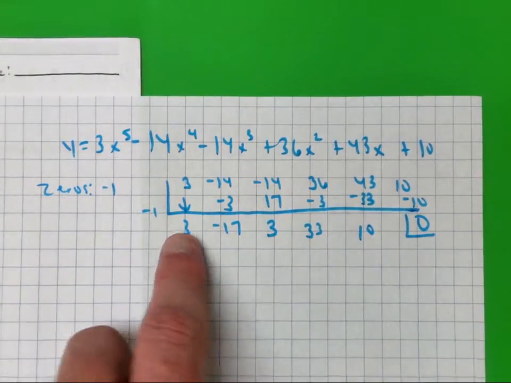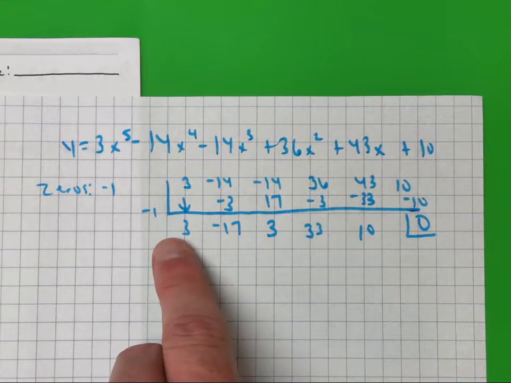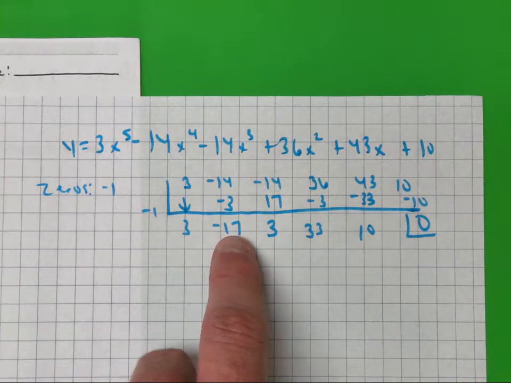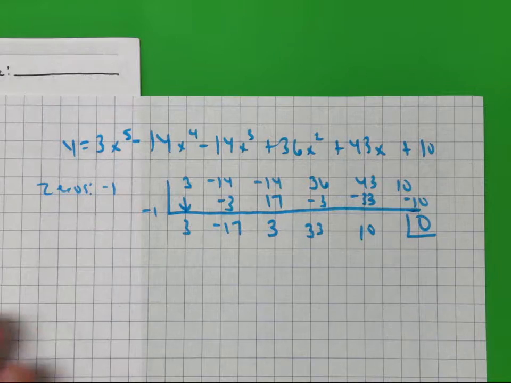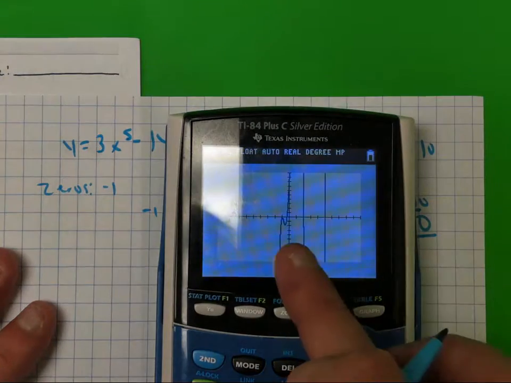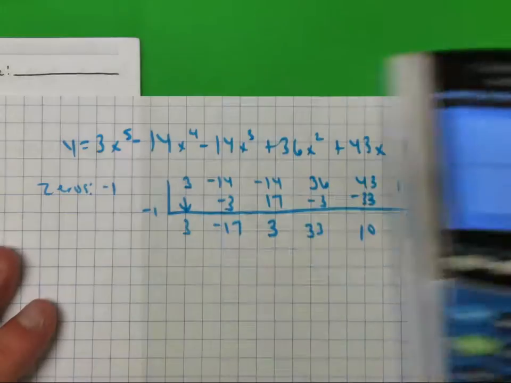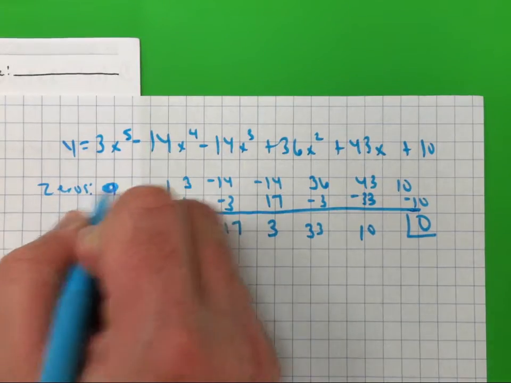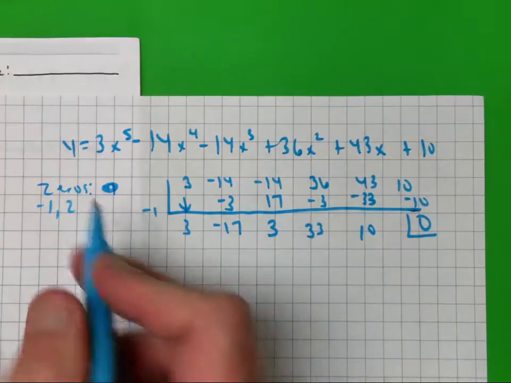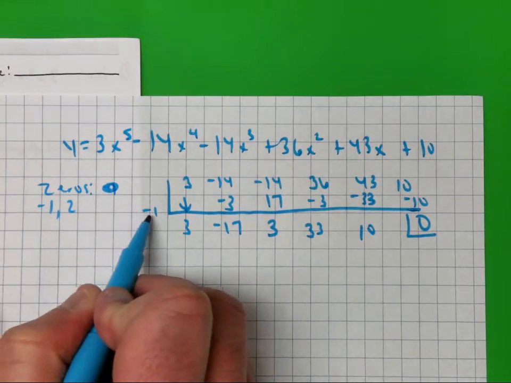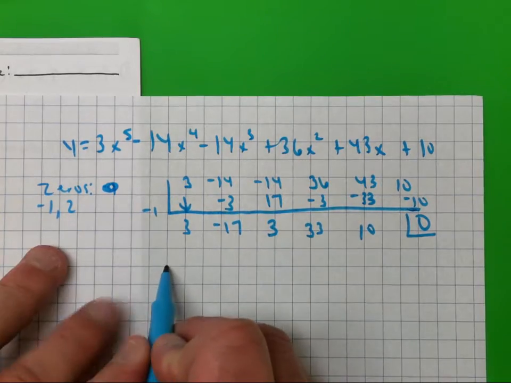Okay, so now I have this. This would form a quartic. 3x to the 4th minus 17x cubed, and so forth. Now I'm going to pick another 0. Clearly crosses at 2. I'm going to come over here and I'm going to put them under. So I got -1 and 2 so far. There's my -1, 0. Now I'm going to use 2.